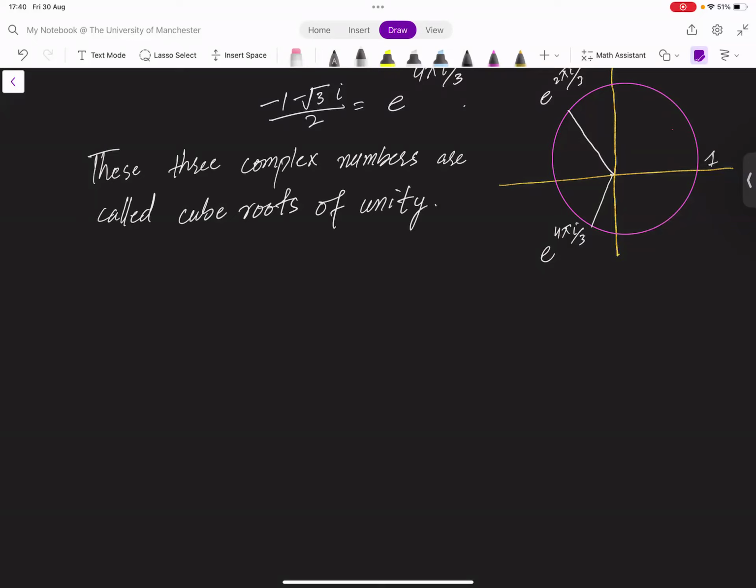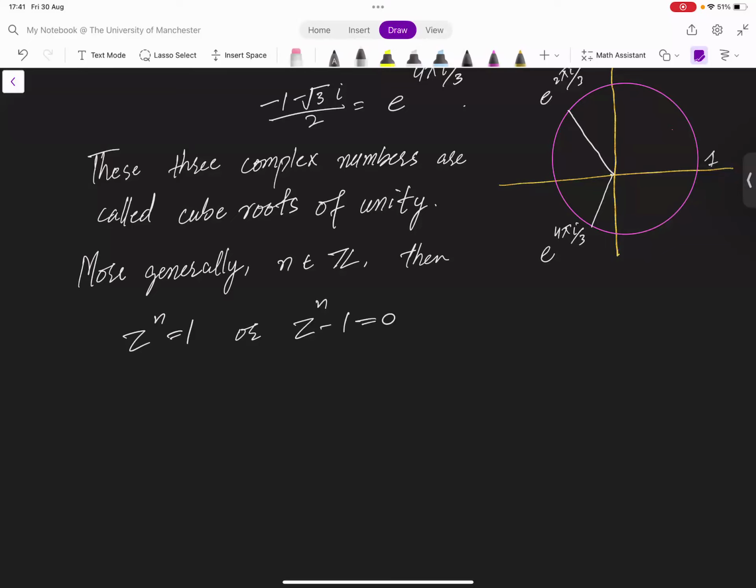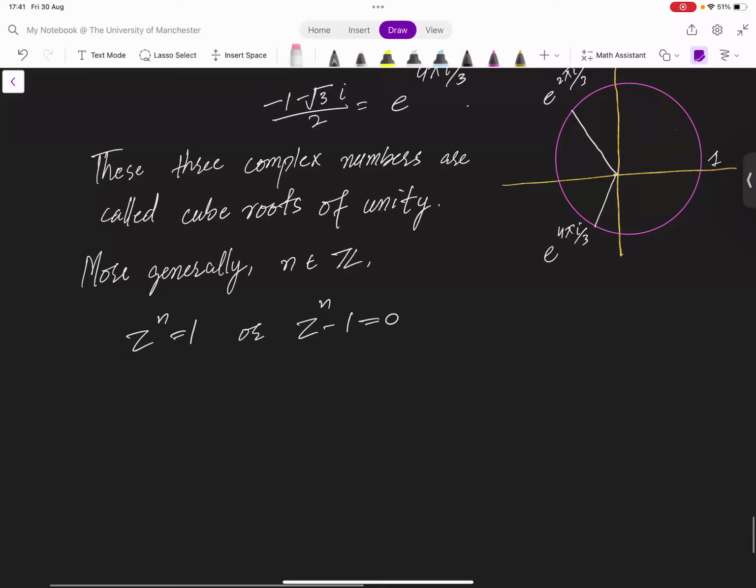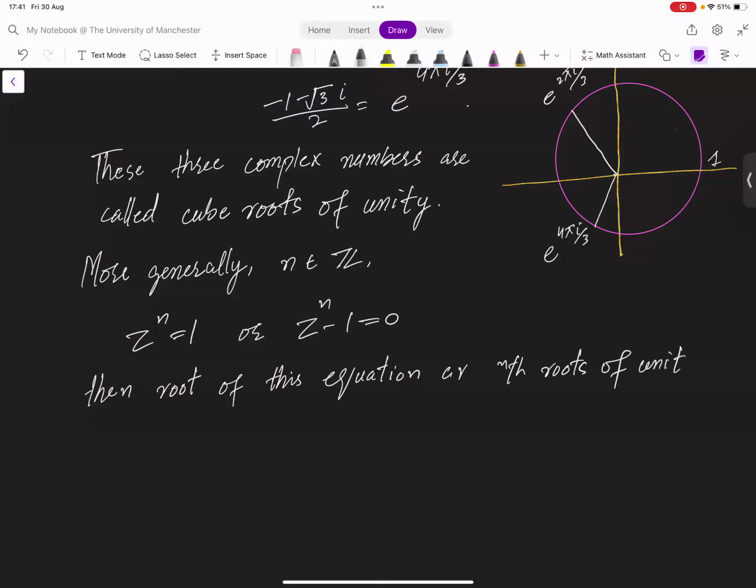Or generally, if n is a positive integer, then the complex numbers that satisfy the equation z power n is equal to 1, that is z power n minus 1 is 0, are called nth roots of unity. Then roots of this equation are nth roots of unity.